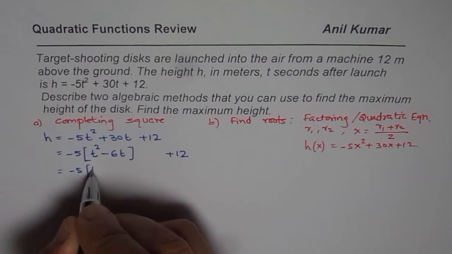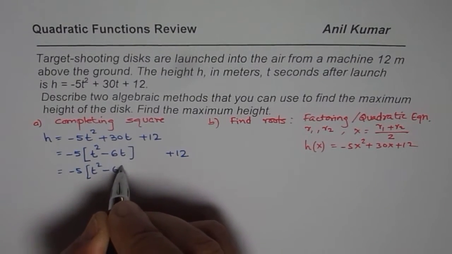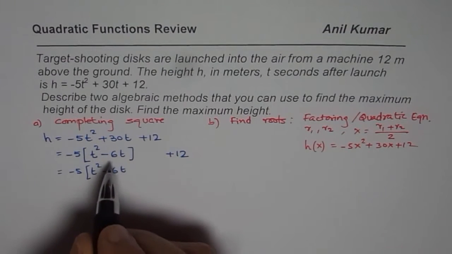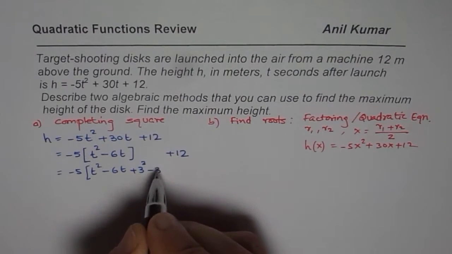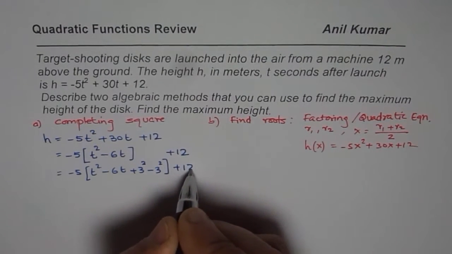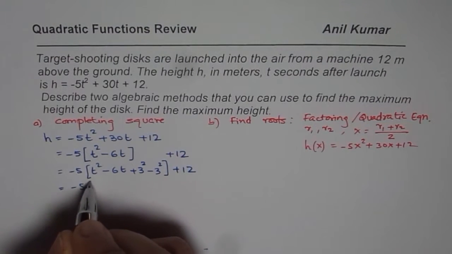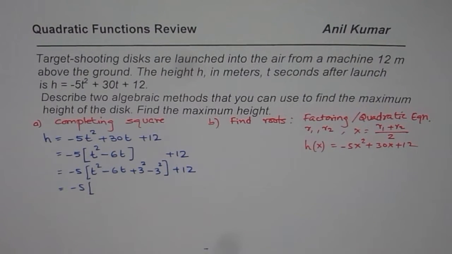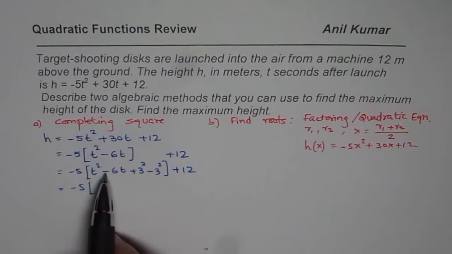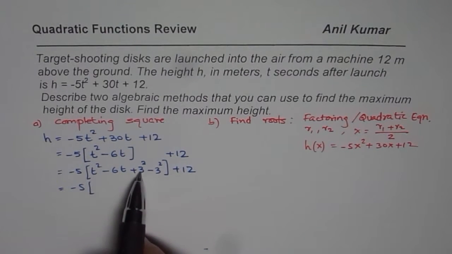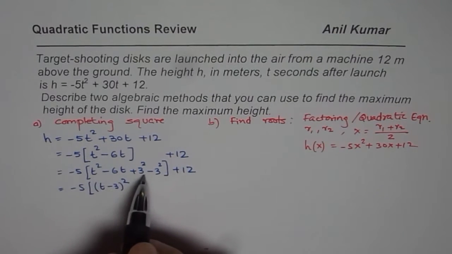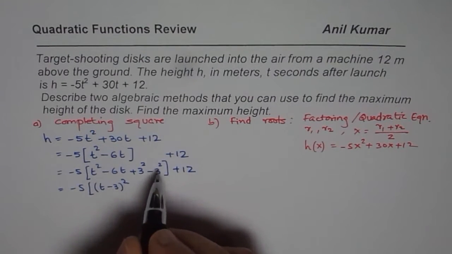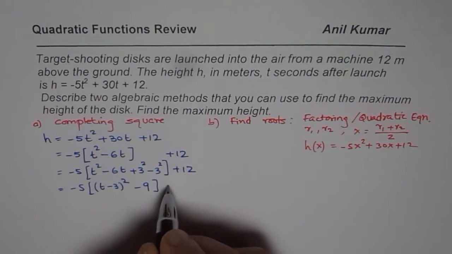Now here, what we do in the next step is, we find half of the coefficient of t. Half of 6 is 3. We add and subtract its square. So we'll add and subtract 3 squared in this case. Now the first three terms will always be a perfect square. T squared, right, minus 2 times t and 3 gives us minus 6t. And then 3 squared. So we could write this as t minus 3 whole squared. That is completing the squares. Now minus 3 squared could be written as minus 9, plus 12.